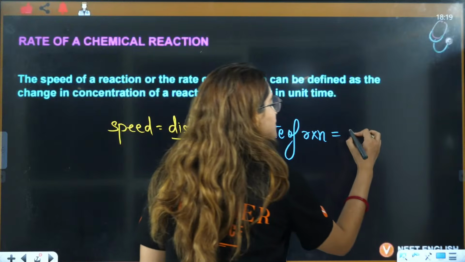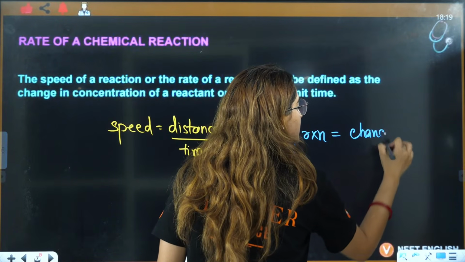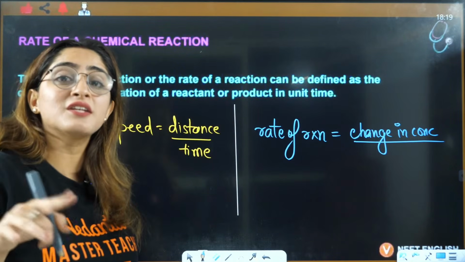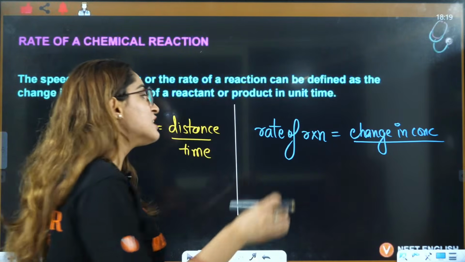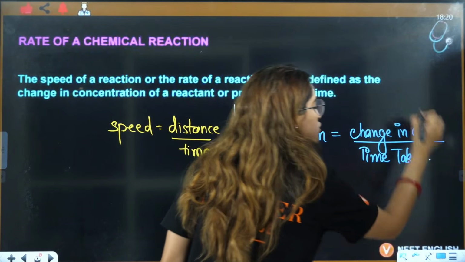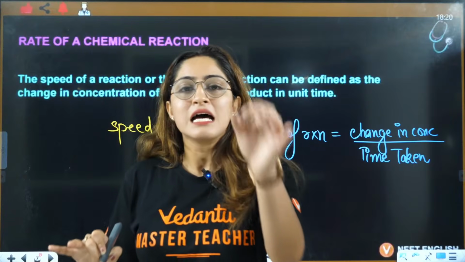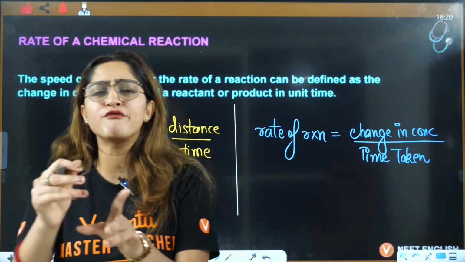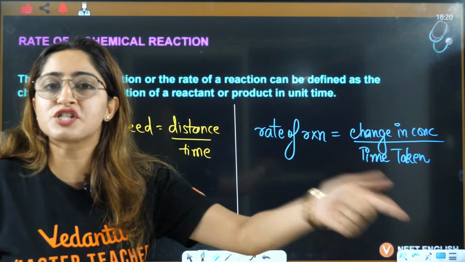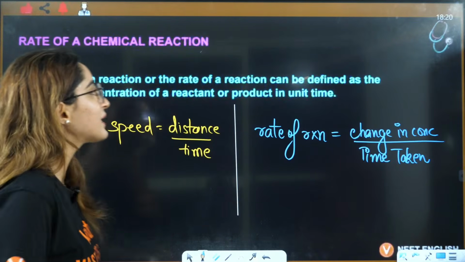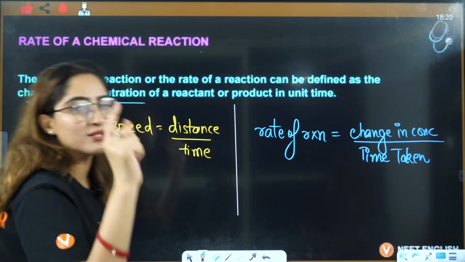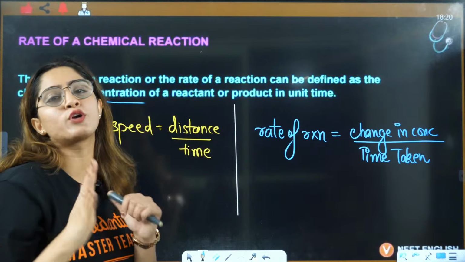So rate of reaction is change in concentration. Now here we are not talking about distance because it is a reaction, that's why we are talking about concentration. Change in concentration divided by time taken, right? So now everybody write it down in the chat box. Rate of reaction is equal to change in concentration divided by the time taken. That's why the definition is: speed of a reaction or rate of reaction can be defined as the change in concentration of reactant or product, right?